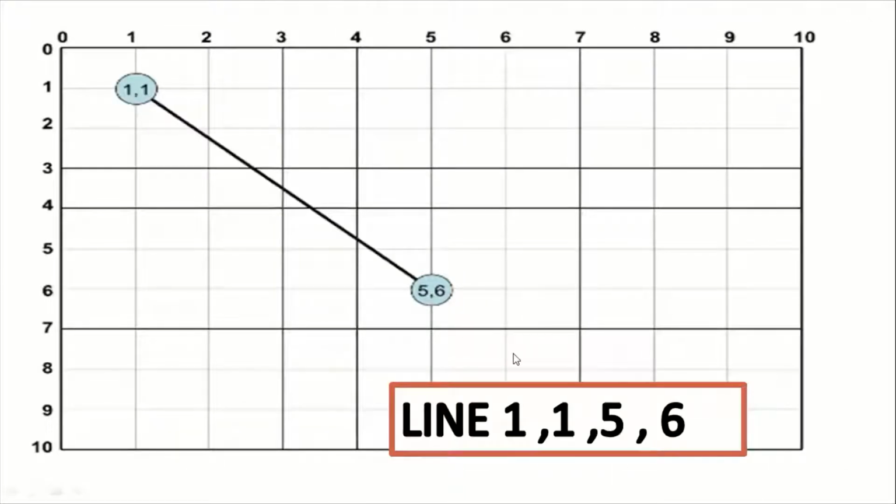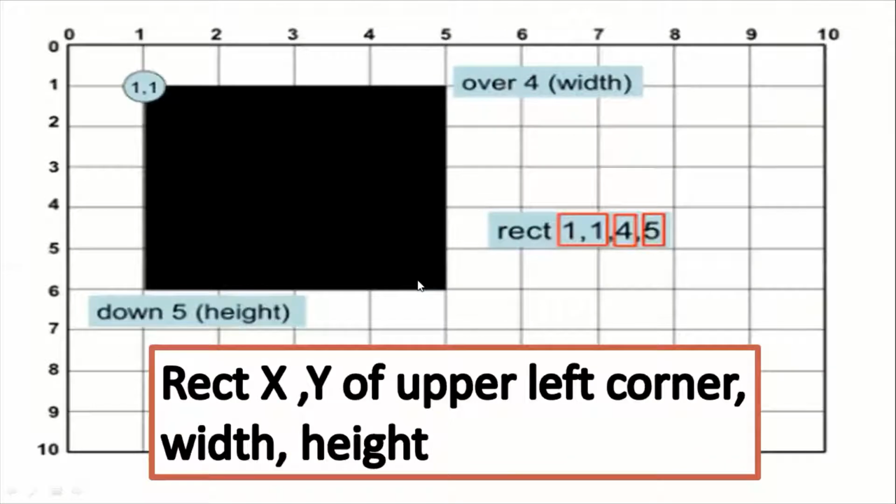Now if we have to draw a line from the starting point 1, 1 to 5, 6, we will use the line command. The line command is used to draw a line. First of all, we will write the x and y coordinates of the starting point, then the x and y coordinates of the ending point. So line 1, 1, 5, 6. It will start from 1, 1 and go on till 5, 6.